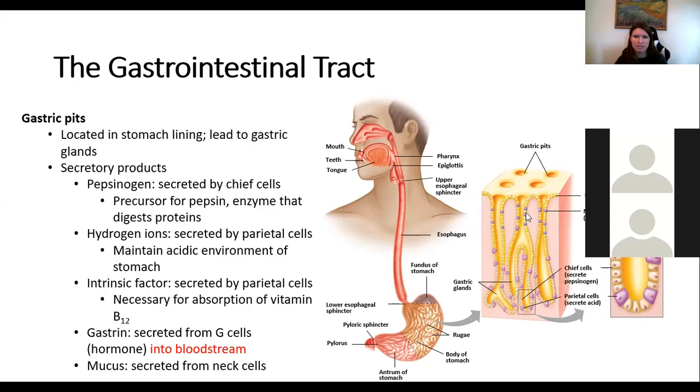So if we move from a gastric pit and we move down into a gastric pit, somewhere in the body of the stomach, so we're now somewhere in the stomach wall, at the top, we're going to have these things called neck cells.